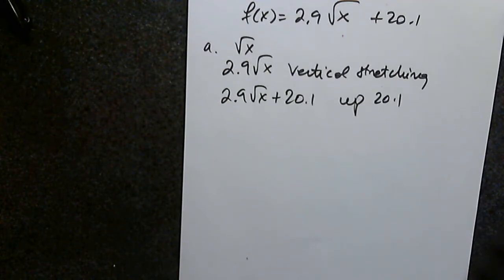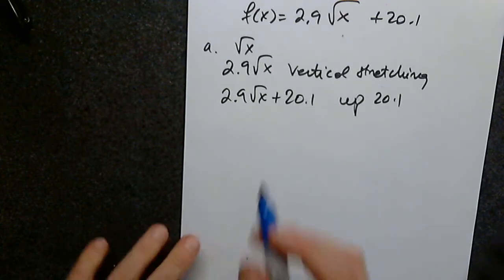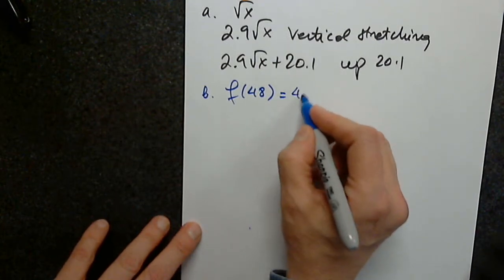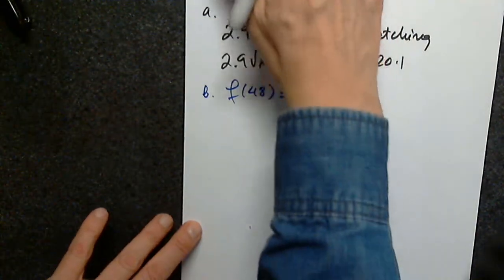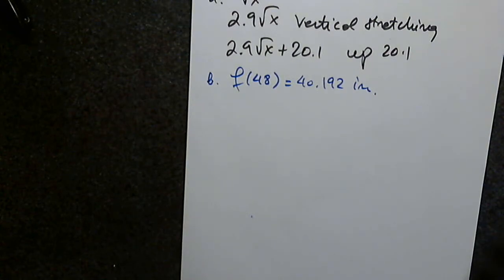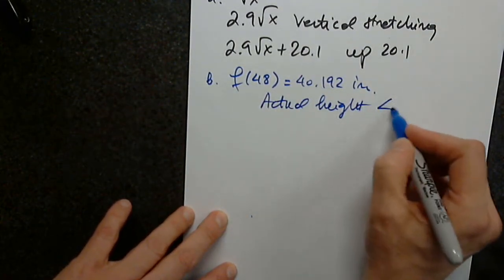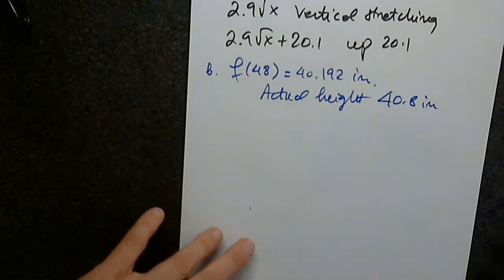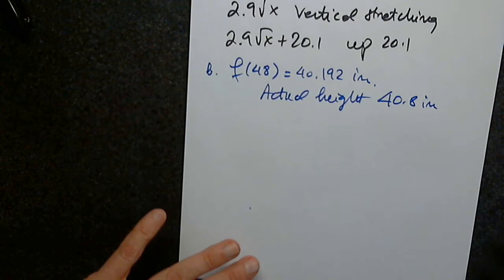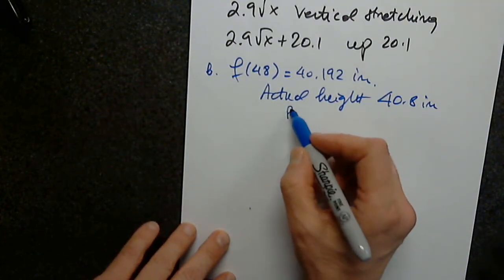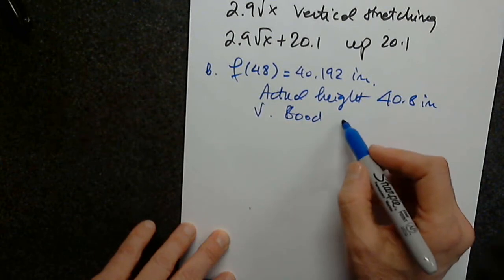Part B. What is the median height of boys that are 48 months old? So in part B, f of 48, we got 40.192 inches. They say that the actual point was at 40.8. So actual height, 40.8 inches. So it is roughly a little bit more than half an inch. So I will say good. Not best, but very good. Very good model.